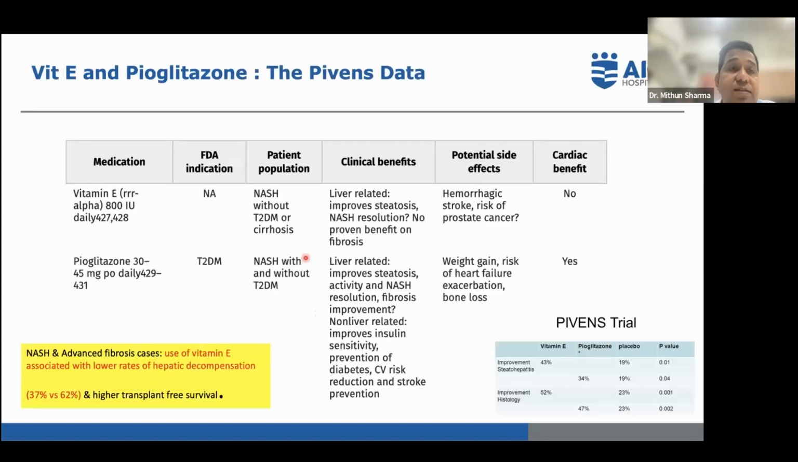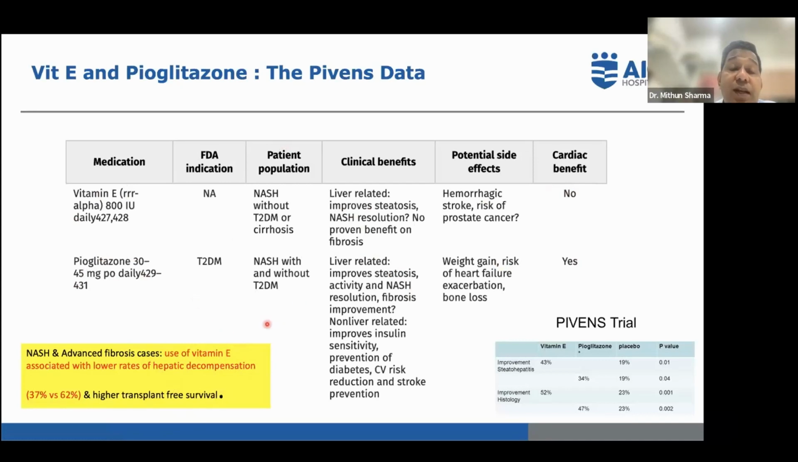The last few slides are on drugs. This is very old data. The PIVENS trial, vitamin E is still mentioned in the guidelines. It is associated with a lower rate of decompensation, but vitamin E has never been shown to improve fibrosis. It has no cardiac benefit.